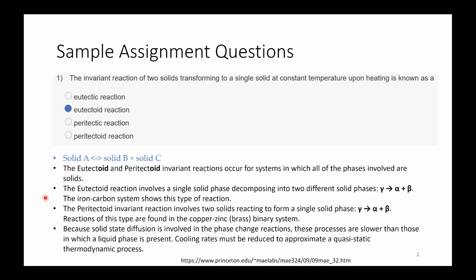This type of reaction takes place in the copper zinc system, the brass system. Because solid state diffusion is involved in these phase change reactions, these processes are slower than those in which a liquid phase is present. Cooling rates must be reduced to approximate a quasi-static thermodynamic process for these reactions.